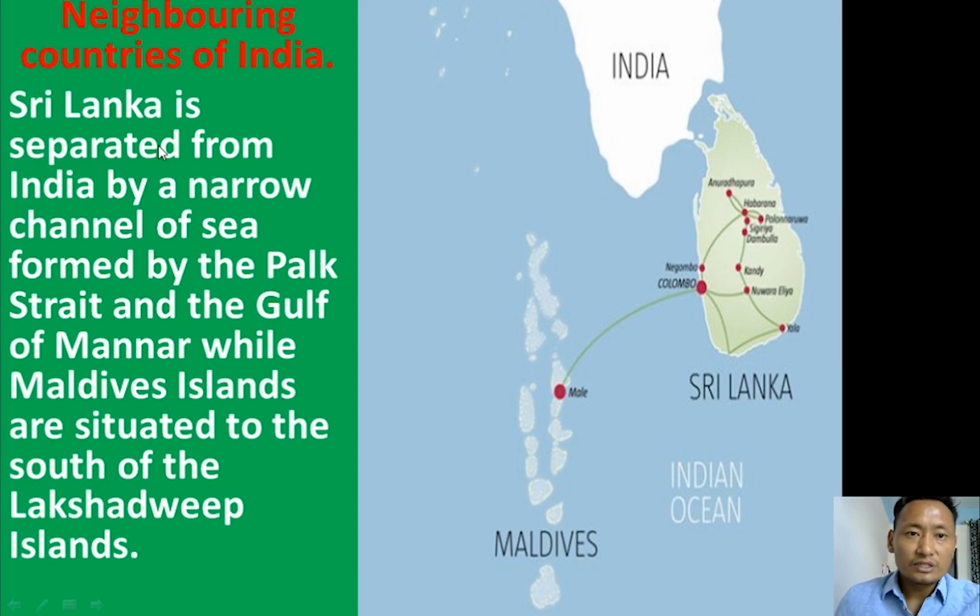So Sri Lanka is separated from India by a narrow channel of sea formed by Palk Strait, a narrow water channel that joins two larger water bodies, along with the Gulf of Mannar. While Maldives is situated south of the Lakshadweep Islands, and the capital of Maldives is called Malé.